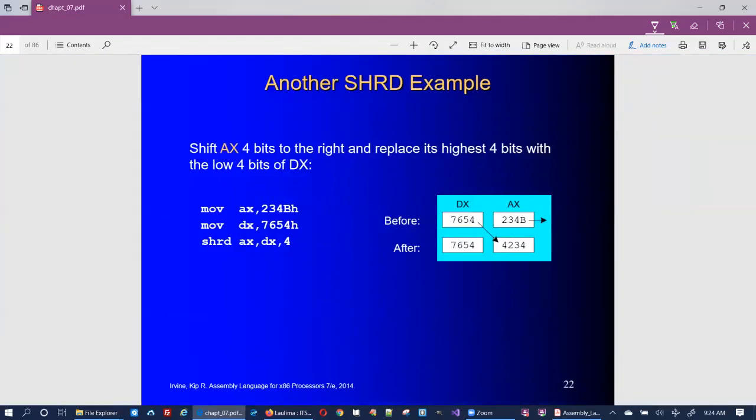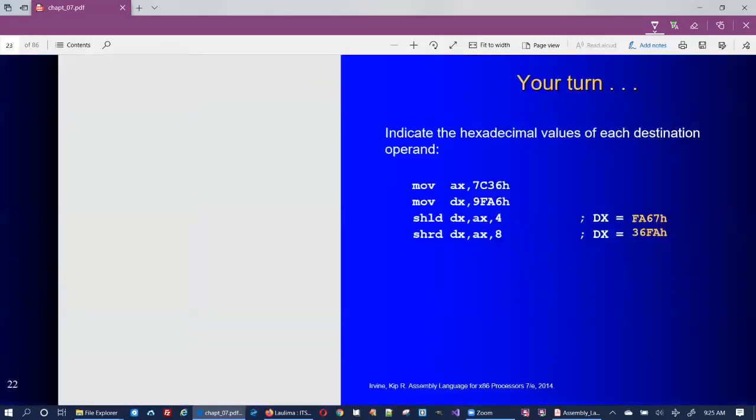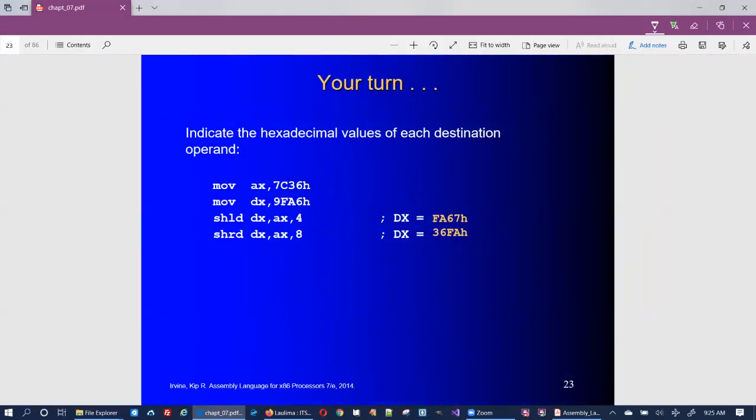Another example: if you want to shift the whole nibble, the whole hex character, you can put a 4 there. The destination is affected, but the source is not affected. This is the source, and it's only the destination that's affected. This is the destination, this is the source. Okay, you can do some examples here.